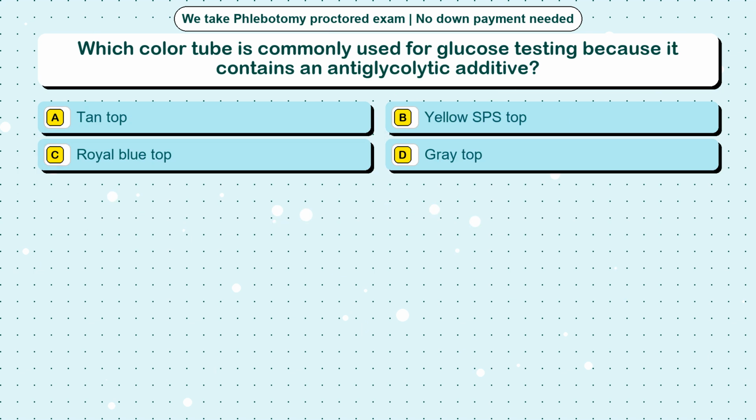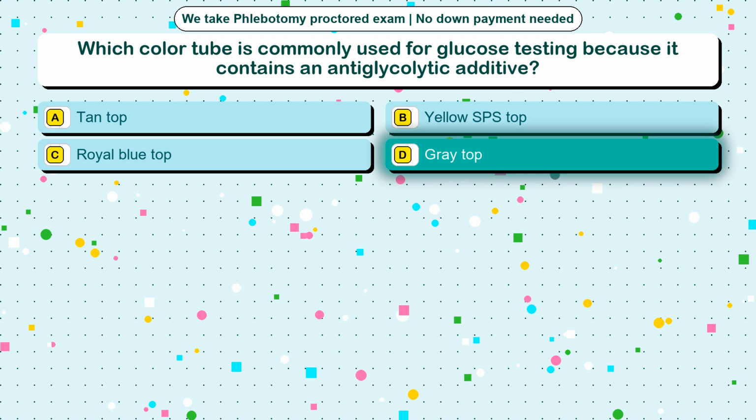Question 96. Which color tube is commonly used for glucose testing because it contains an antiglycolytic additive? Option A, tan top. Option B, yellow SBS top. Option C, royal blue top. Option D, gray top. The correct answer is option D, gray top.